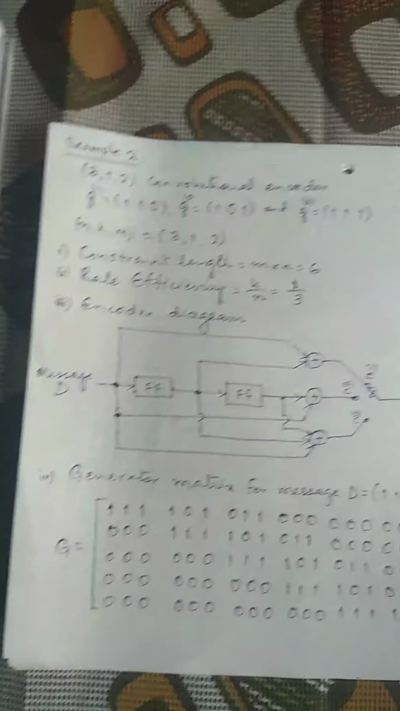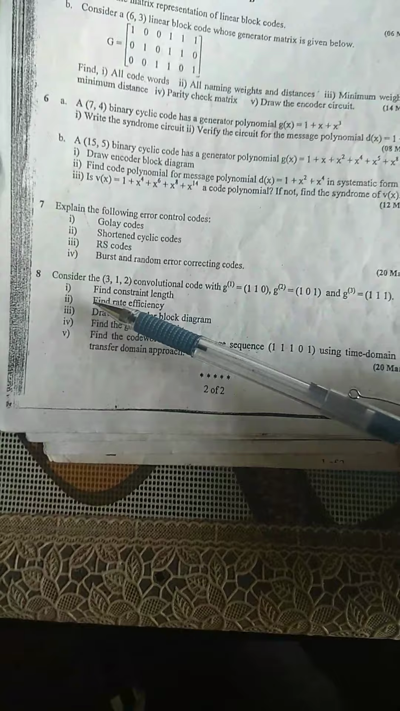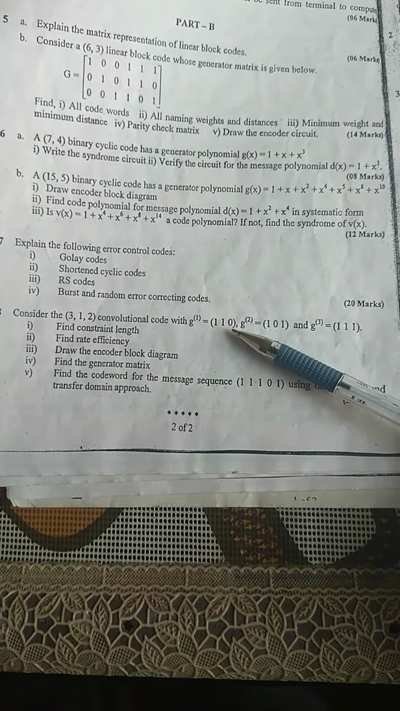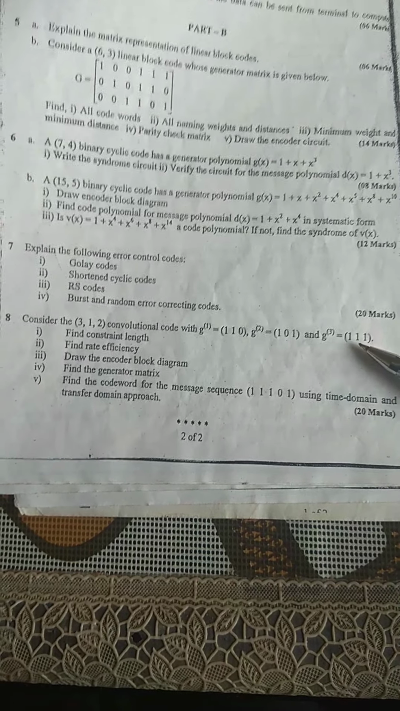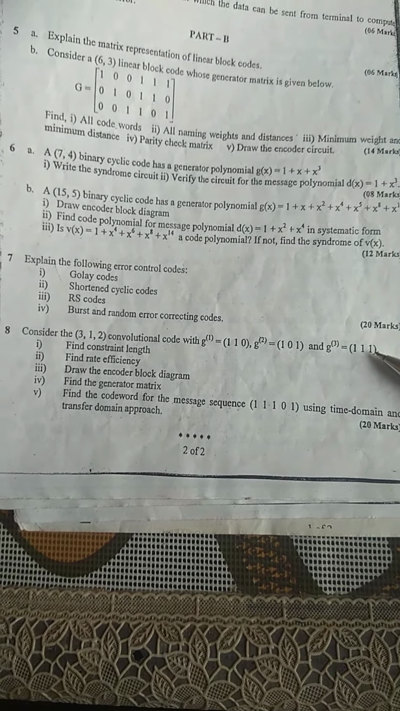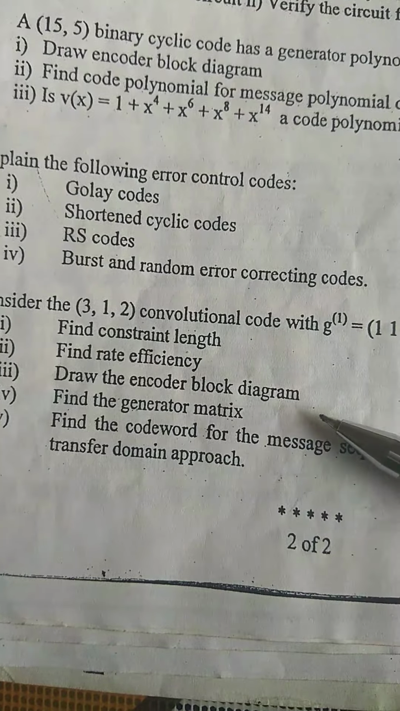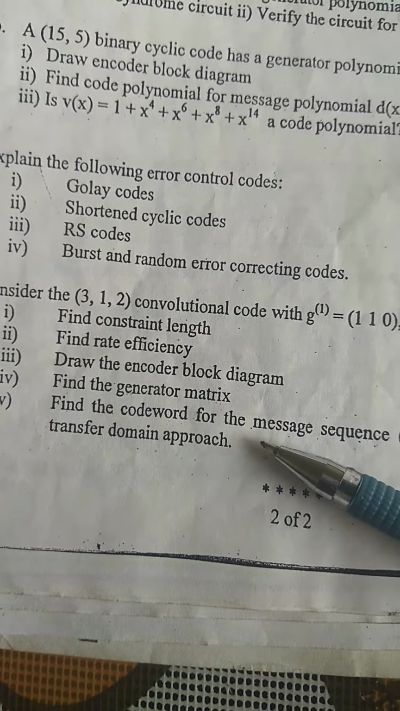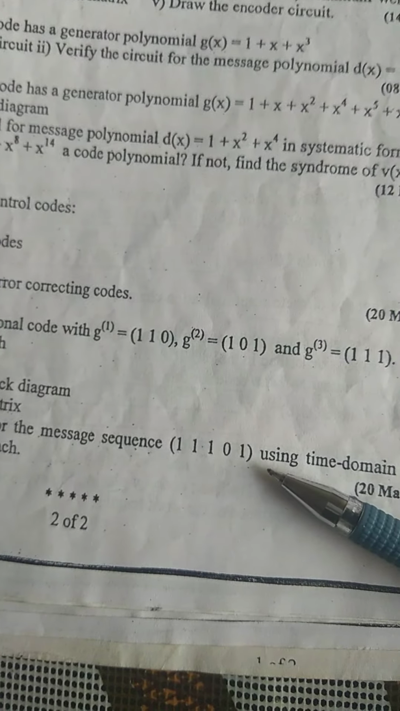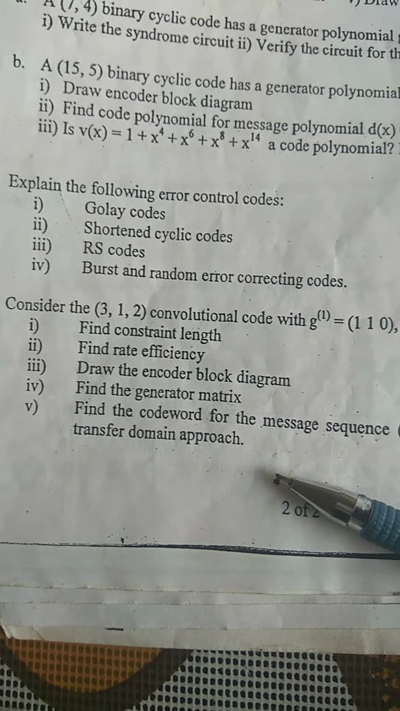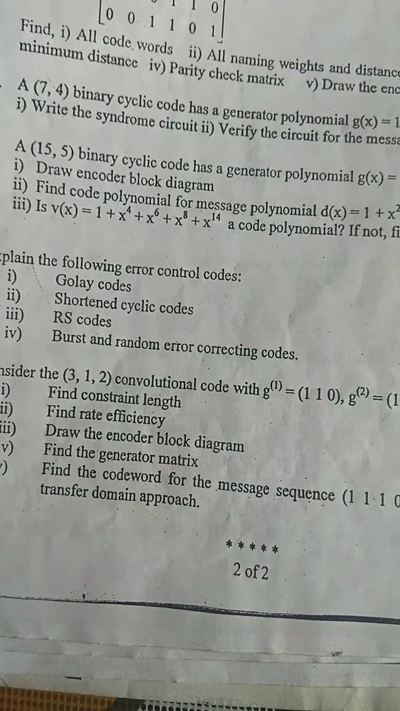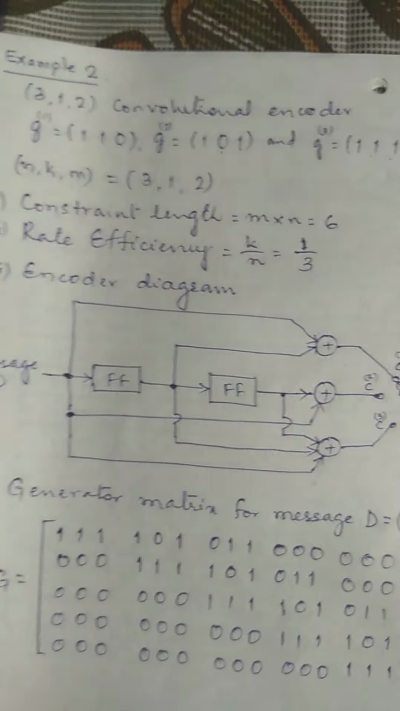This example is from one of the question papers. Consider a 3 1 2 convolution code using the generator sequences G1, G2, G3, with 110, 101 and 111 respectively. Find the constraint length and rate efficiency, draw the encoder diagram, find the generator matrix, and find the code word for the message sequence 11101 using both the time domain as well as transform domain approach. This is an example from the question paper which has been solved here.